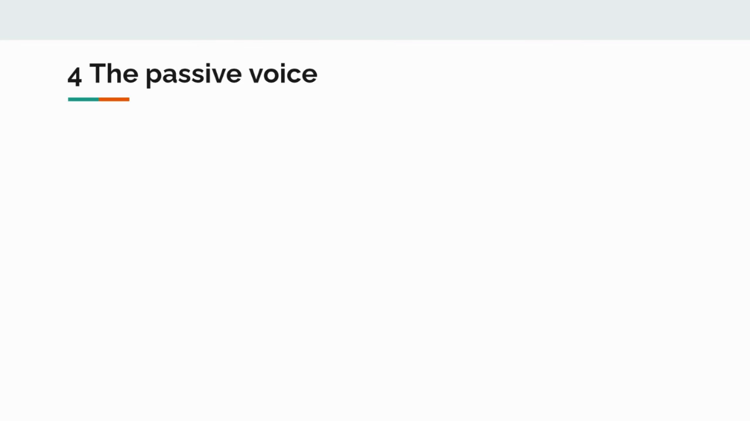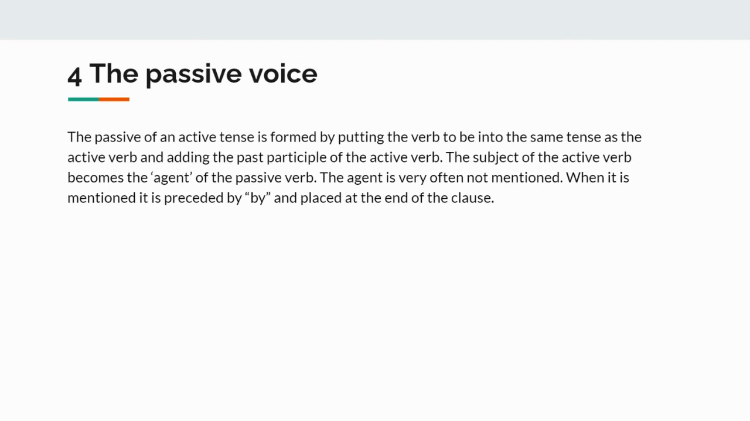Lastly, we're going to talk about the passive voice. The passive of an active tense is formed by putting the verb to be in the same tense as the active verb and adding the past participle of the active verb. The subject of the active verb becomes the agent of the passive verb. The agent is very often not mentioned. When it is mentioned, it is preceded by "by" and placed at the end of the clause. This may seem very difficult to understand, but I will show you an example.